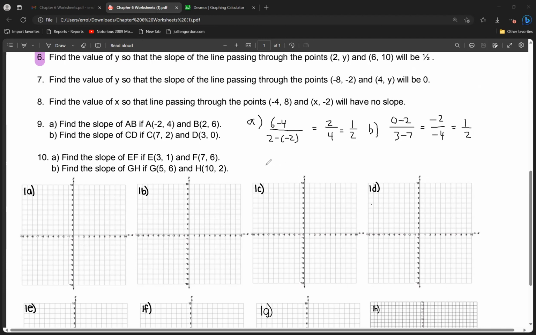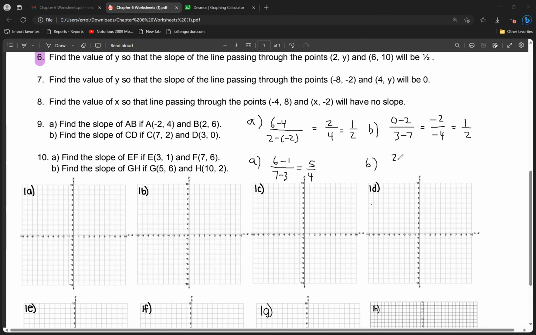Okay, 10A, what's the slope? 6 minus -1, 7 over 7 minus 3. Okay, simplify that. 5 over what? 4. Okay, good.